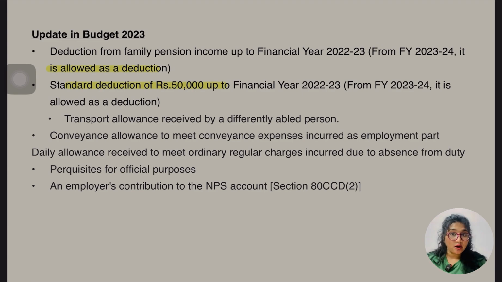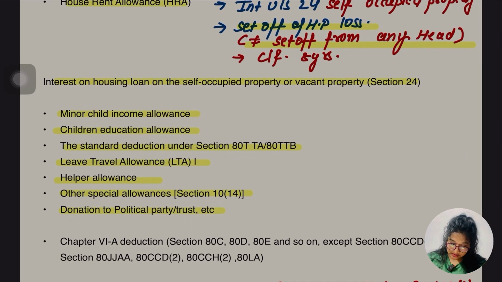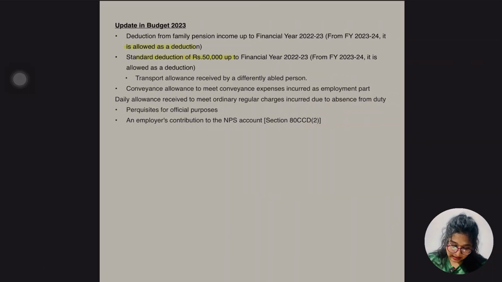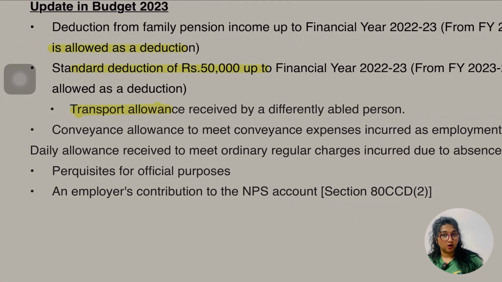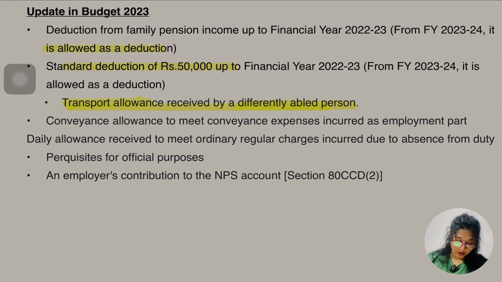Okay, transport allowance, let me clarify. As they were saying, there was no leave travel allowance, no travel allowance was allowable. But how are they saying that transport allowance is allowed? I'll tell you, this transport allowance is only allowed to a differently abled person. If this transport allowance is received by a differently abled person, in that case only they can take the deduction. Conveyance allowance to meet the conveyance expenses incurred as part of employment is also allowed.